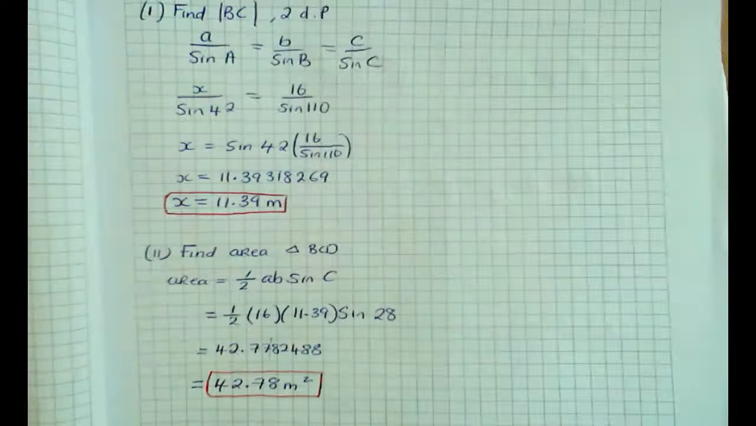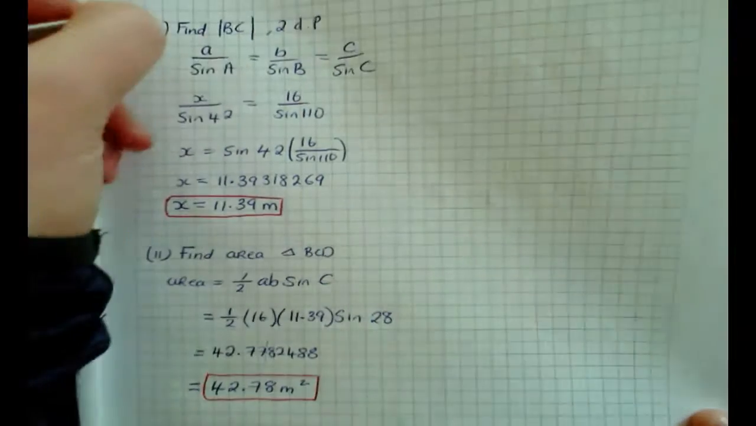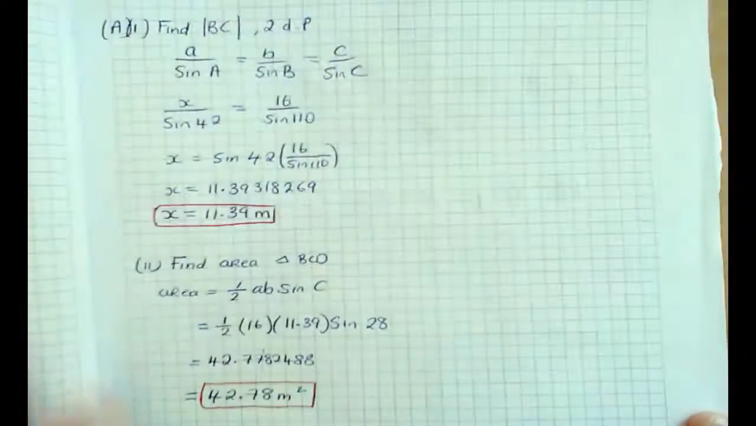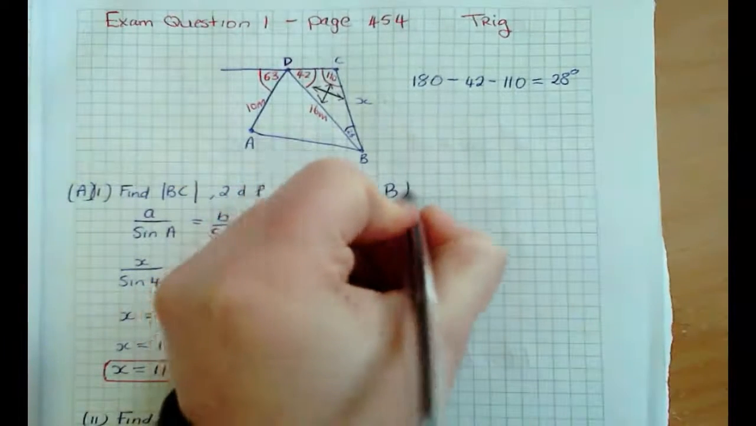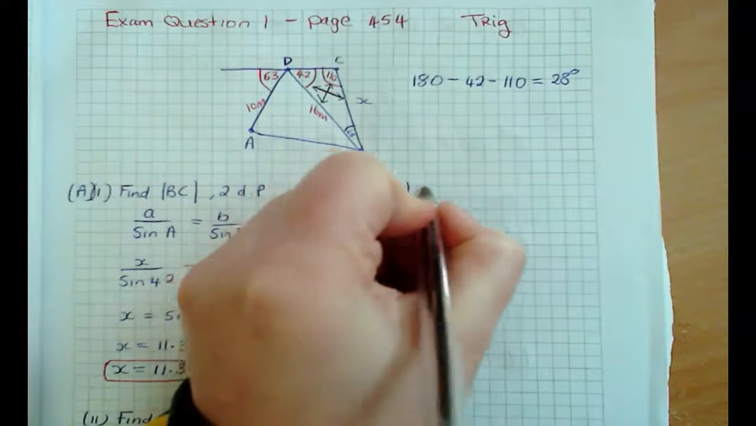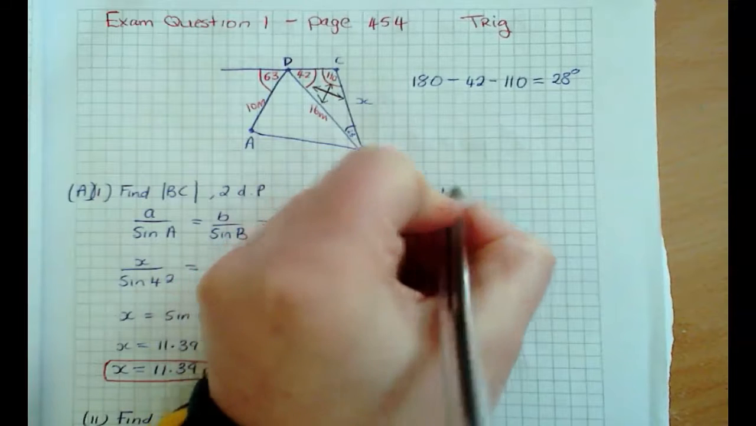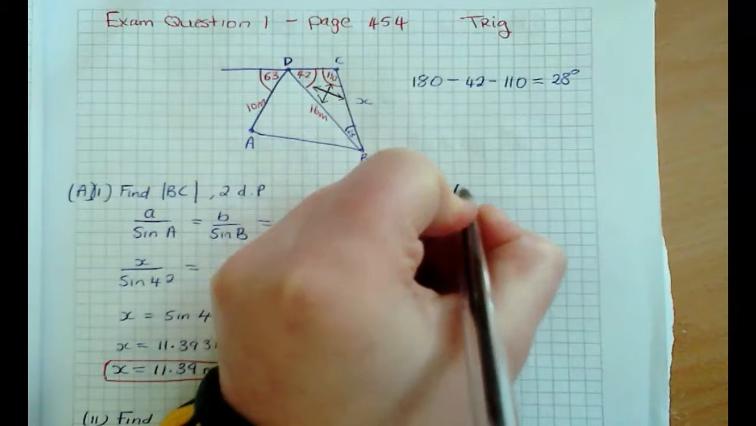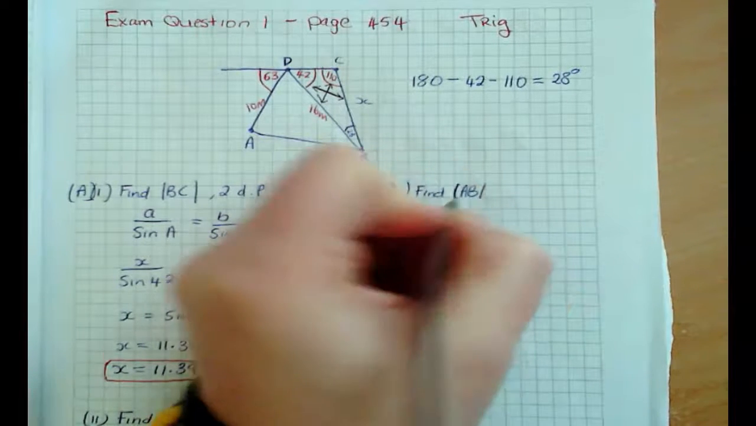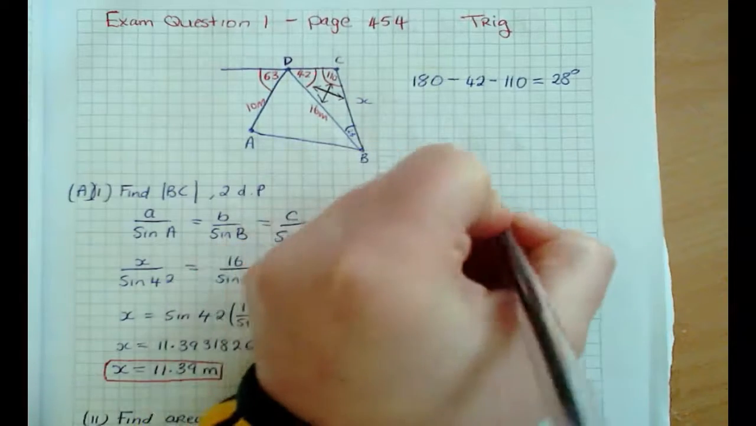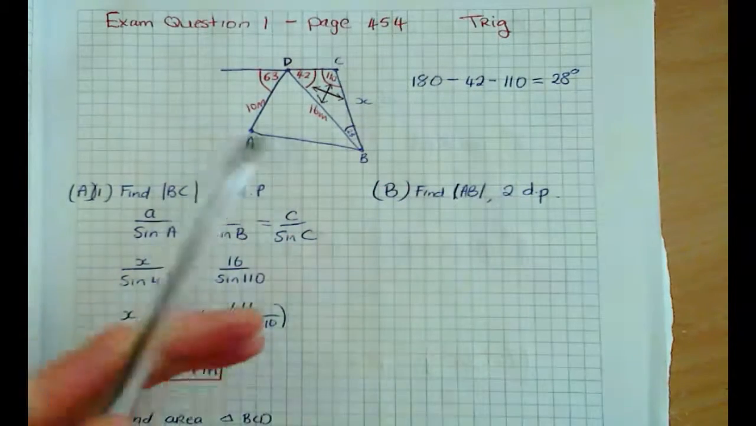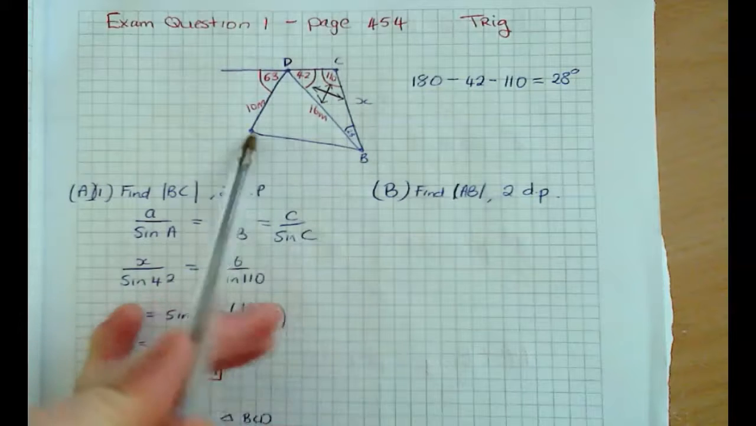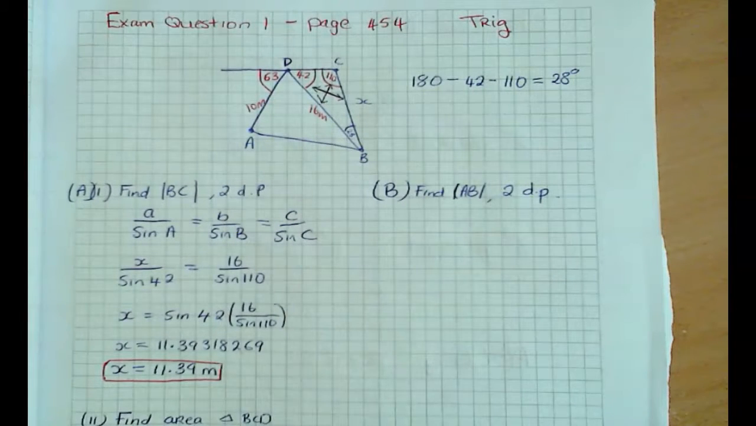Okay. So the last part of this question, part B, that was part A, 1 and 2. Part B asks us to find the length of AB. Those two lines just mean the length of AB, to 2 decimal places. So find the length of AB, this length here, to 2 decimal places.